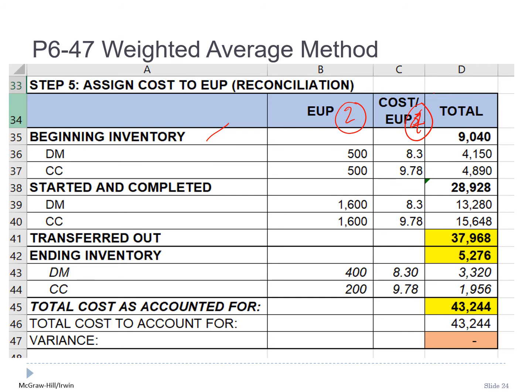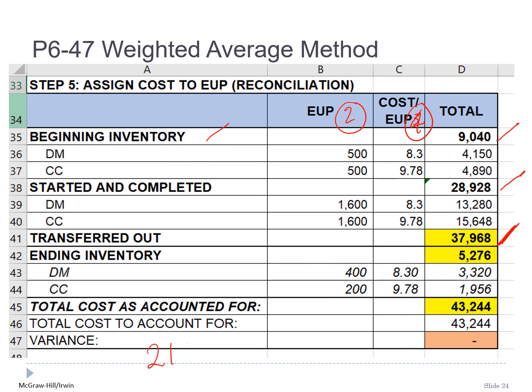So, ang EUP na beginning inventory, pag transferred out kasi is always 100%. Kaya, 500, 500, 1616. Multiply lang doon sa EUP na na-compute doon sa step 4. So, ang total cost ng beginning inventory mo is 9040, started and completed is 28,928. So if we add this 9040 plus 28,928, yan yung 37,968. This is the same amount if we multiply the transferred out equivalent units, kasi always 100%.